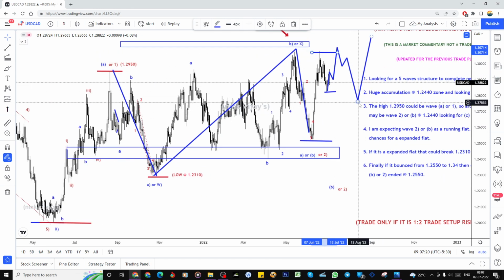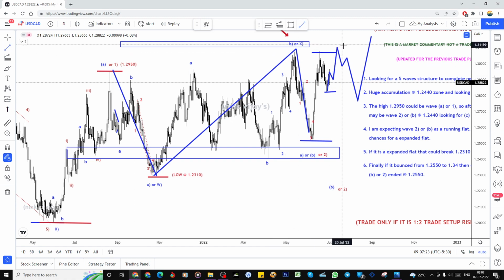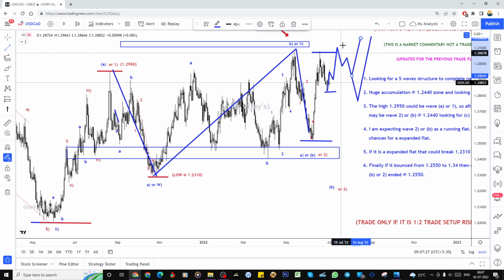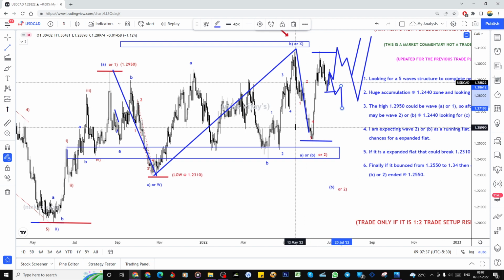So I'm looking for this. We don't know whether it is going to be like this, or from here again it can bounce as a running flat, expecting the expanded flat, and this could be the running flat. But sometimes it won't, see, like this. From here also it can do like this. So anyway, I'm looking to add my positions, making this the stop loss.